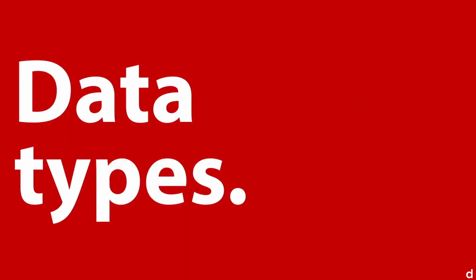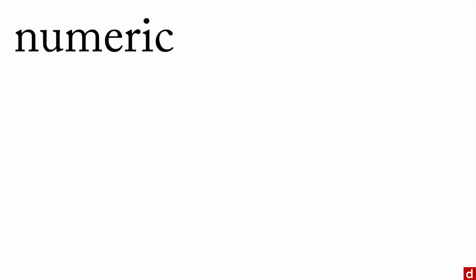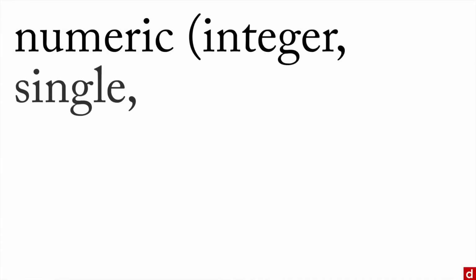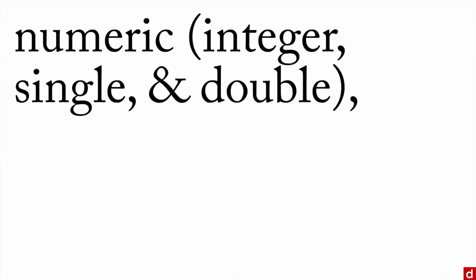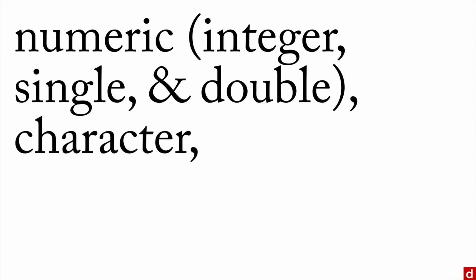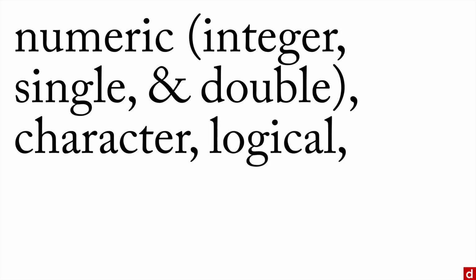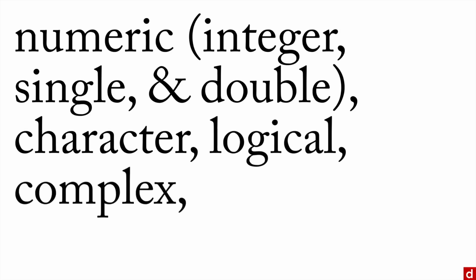We'll start by talking about data types. This is like the level of measurement of a variable. You can have numeric variables, which usually come in integer, whole number, or single precision or double precision. You can have character variables with text in them. We don't have string variables in R, they're all character. You can have logical, which are true, false, or otherwise called Boolean. You can have complex numbers, and you can have a data type raw.